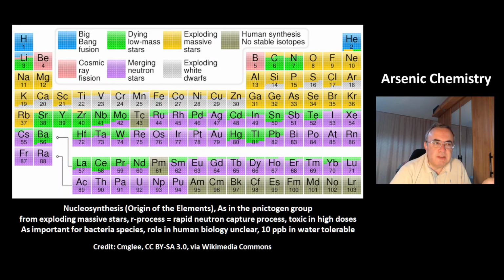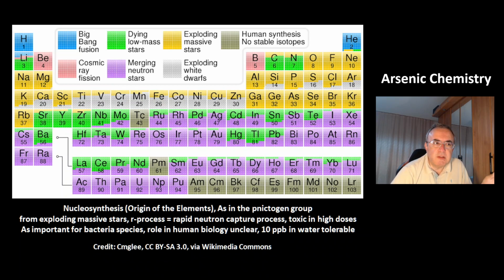This is the nucleosynthesis of the chemical elements, the origin of the elements. Arsenic is here, a member of the pnictogen group, and its origin is from exploding massive stars. This nuclear reaction is called the r-process, that's the rapid neutron capture process.